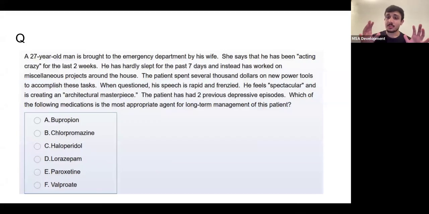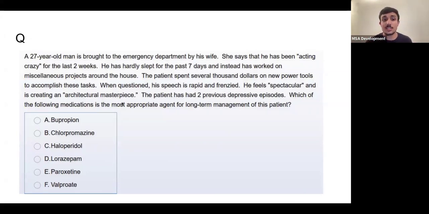Does this patient have schizophrenia, unipolar depression, or bipolar disorder? What do you think? Good question. Now, let's look at this. He has been acting crazy for the last 2 weeks. He has hardly slept. No sleep. That's a sign of bipolar. He's working on multiple projects, spent thousands of dollars. Grandiose. That's just throwing money, a very common thing that you can see in bipolar. And his speech is rapid, and he feels spectacular. Grandiosity. So each of these is telling you symptoms and signs of bipolar disorder, okay?